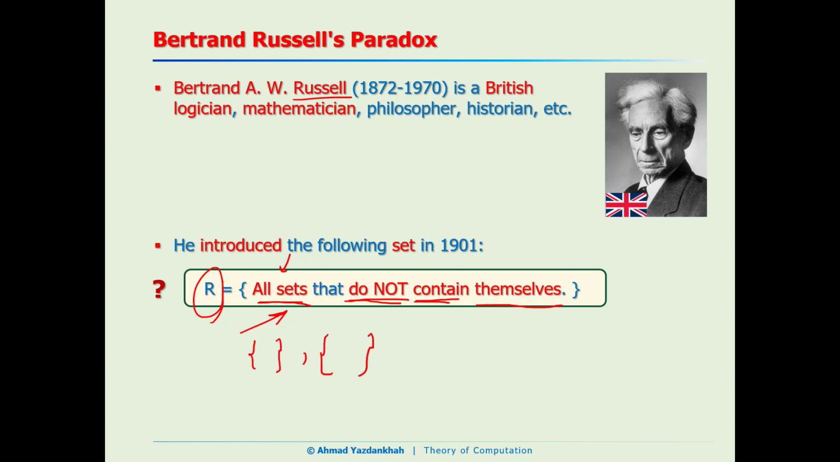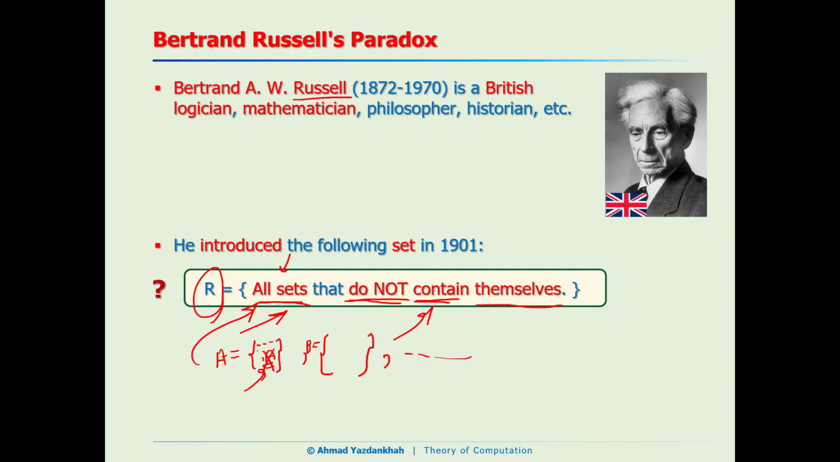But what kind of sets? The sets that do not contain themselves. What does it mean? For example, if this is A, and let's say this is B, and A and B and many other sets belong to this, their specification or their property is that they do not contain themselves. So for example, here we don't have A. Maybe it has many other elements. Maybe one of them is A, but if it does not have A as a member, it belongs to this set.